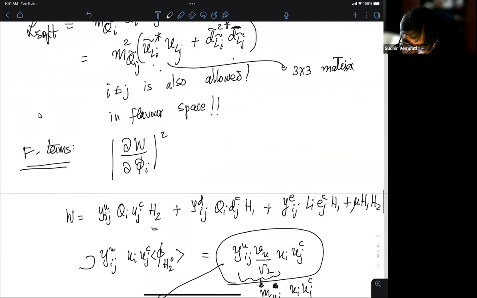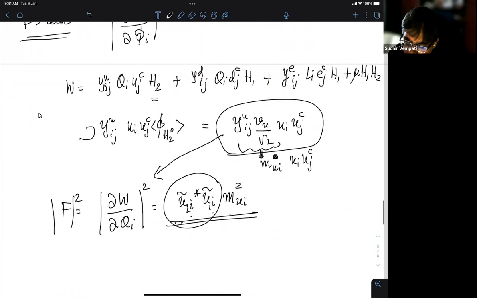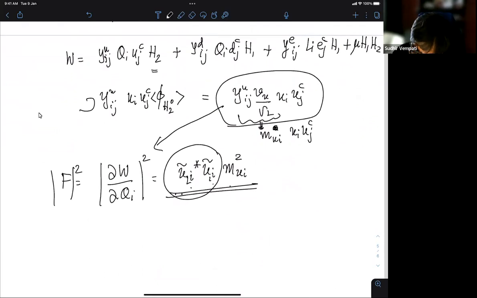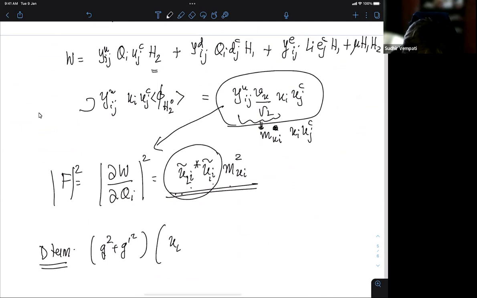So there is a term also coming from the F term. And then there is also a D term. I'll give you the general formula so that you don't have to worry about it. The D term would be g square plus g prime square. So all possible terms. Then you will have squark tilde square, and so on. All the possible terms. And then you have, at the end of the day, H2 square minus H1 square, whole square.